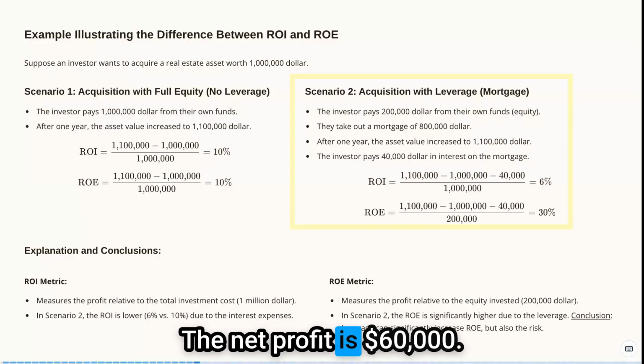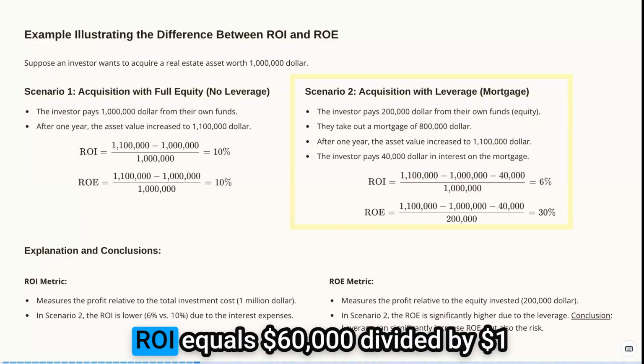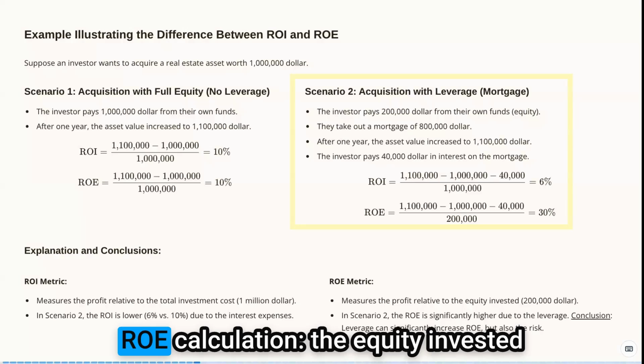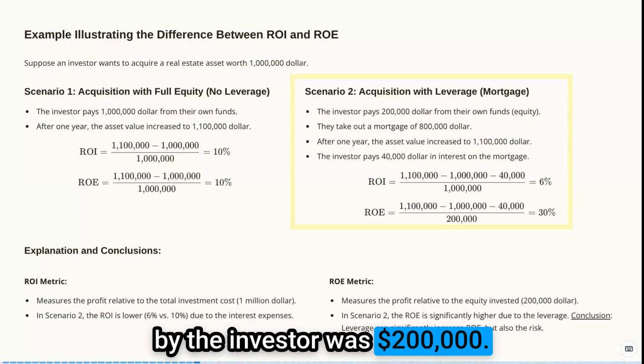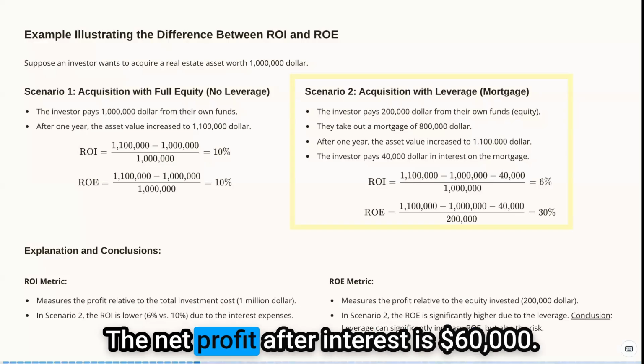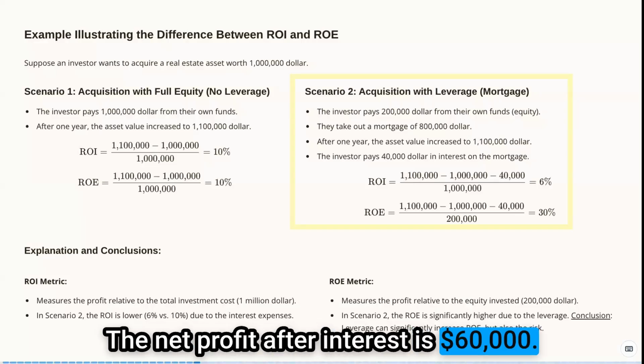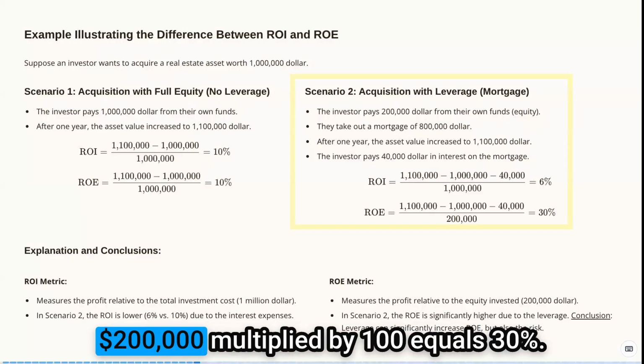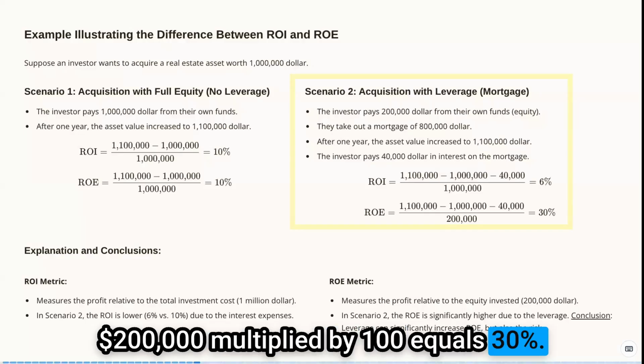ROI calculation: the total investment cost, the asset's price, is still $1 million. The net profit is $60,000. ROI equals $60,000 divided by $1 million multiplied by 100 equals 6%. ROE calculation: the equity invested by the investor was $200,000. The net profit after interest is $60,000. ROE equals $60,000 divided by $200,000 multiplied by 100 equals 30%.